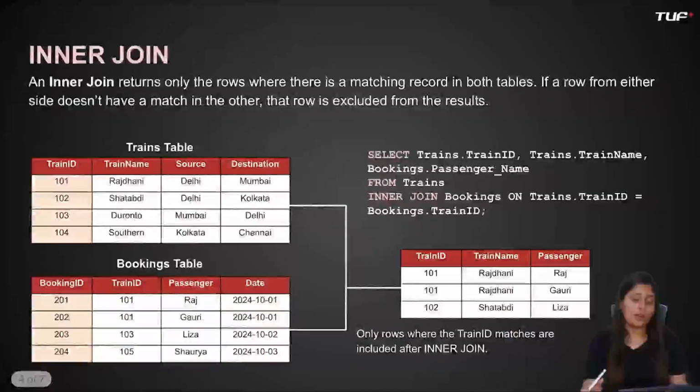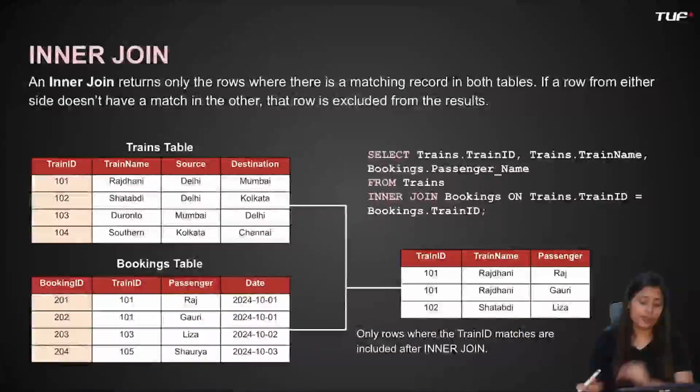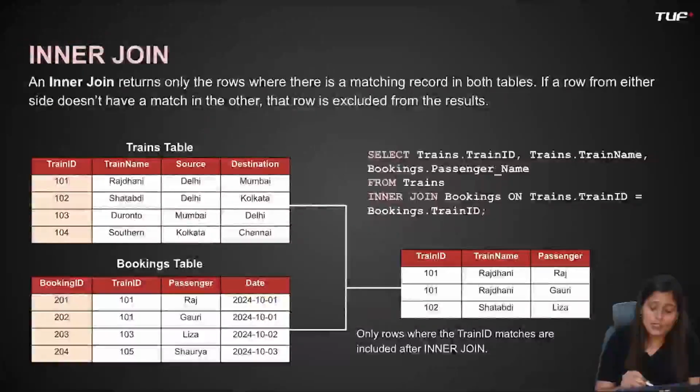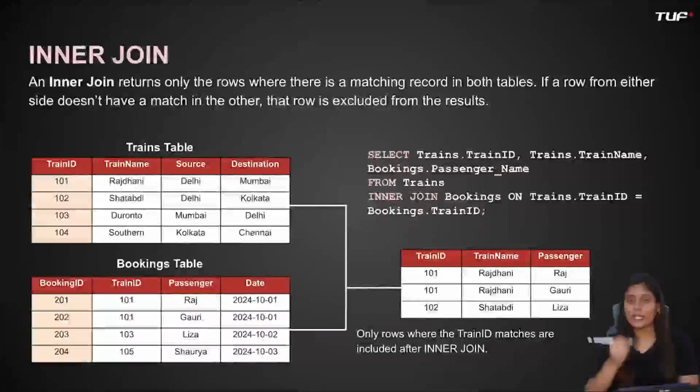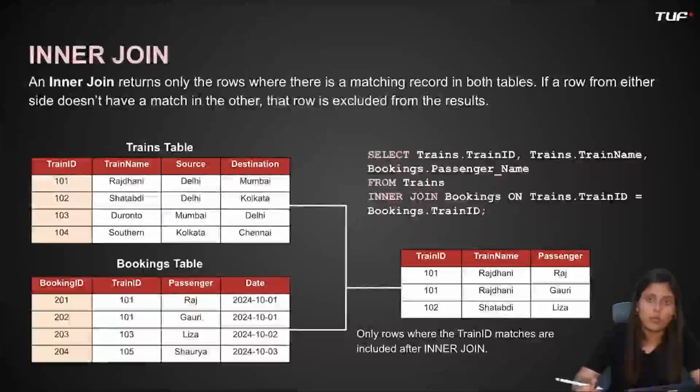Now let's try to learn each and every join one by one. So first is inner join. It results only those rows where the rows are matching in both tables. So let's suppose we have train table and booking table, and here we want to apply the inner join. So let's see how we are writing the SQL query for it.